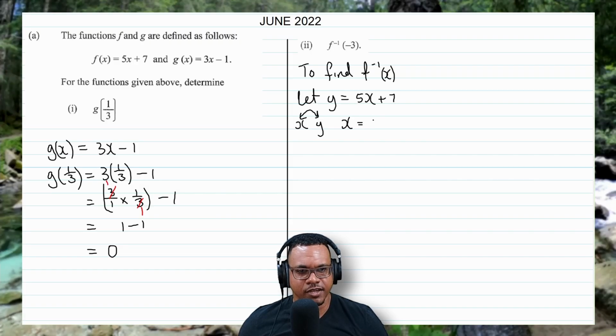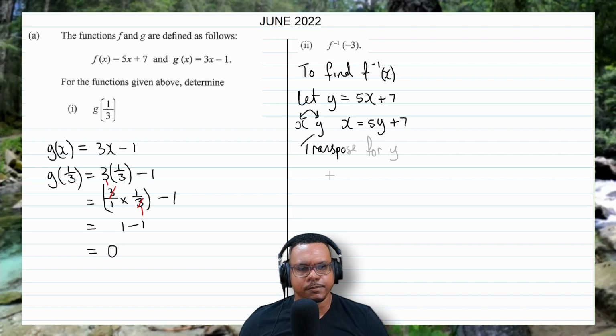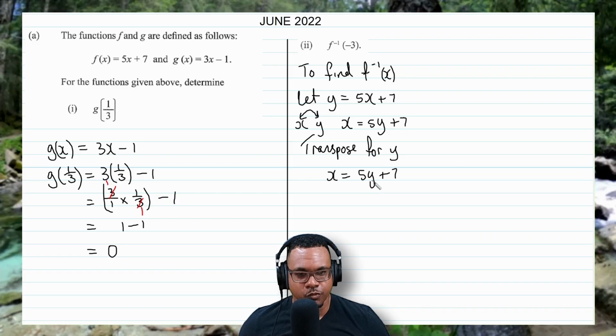So that's 5 times x. So we're going to have 5 times y. So that's the interchanging of x and y. And now we'll transpose for y. So I'm going to write transpose for y. I'm just going to write over the equation. Alright, and now I'm going to transpose for y. So what we mean by transposing for y is that we want y to be the subject of the formula, which means we want this y to be by itself on one side of the equal sign. It could be on the left-hand side or the right-hand side, but the y must be by itself and everything else must be on the other side of the equal sign.